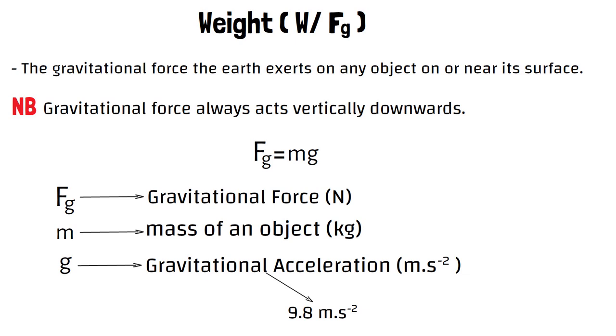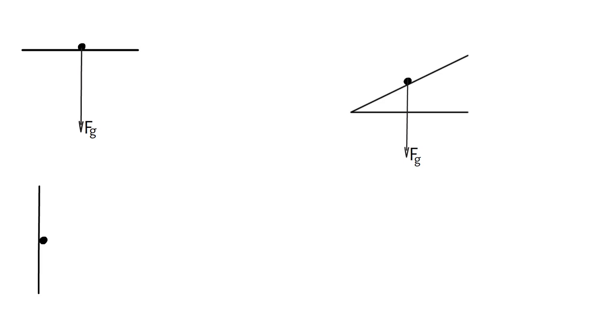So if we take a few scenarios and check the gravitational force, you see they give us an object on a horizontal surface, the gravitational force acts vertically downwards, as I said, always vertically downwards. They give us another scenario where the object is on an inclined plane. It doesn't matter about the orientation of the surface, the gravitational force is always vertically downwards. So even on an inclined plane, we have one force of gravity, which is vertically down. Don't make that mistake. And in another scenario we have an object on a vertical surface, and the gravitational force is still vertically down regardless. Don't forget that. So you must be able to draw a free body diagram.